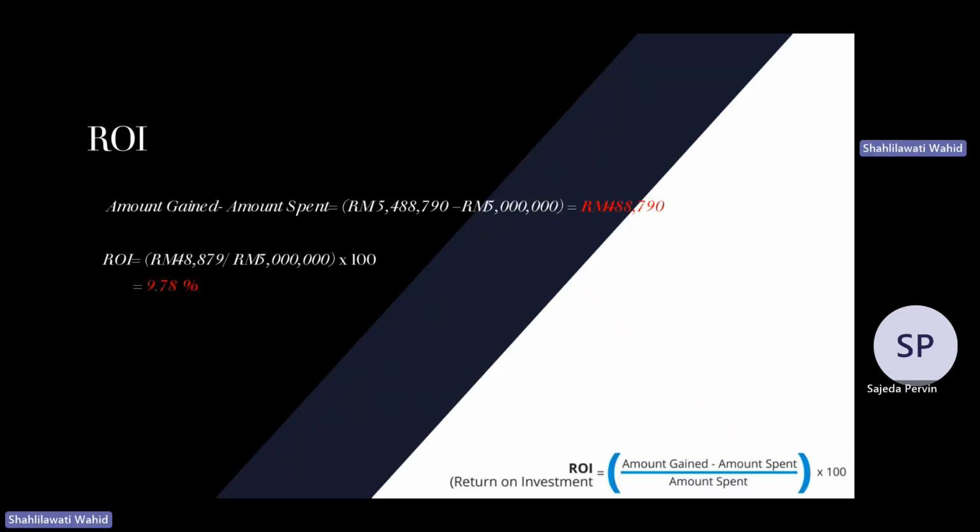Okay, the ROI. So the ROI for our project will be 9.78%, by putting all the numbers into the formula at the bottom. We can get this percentage.